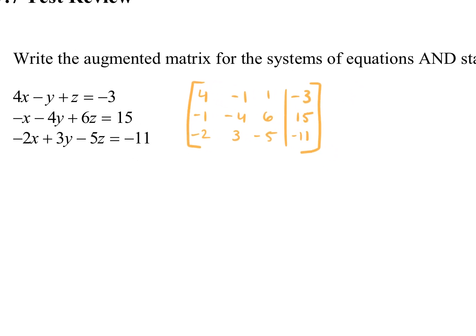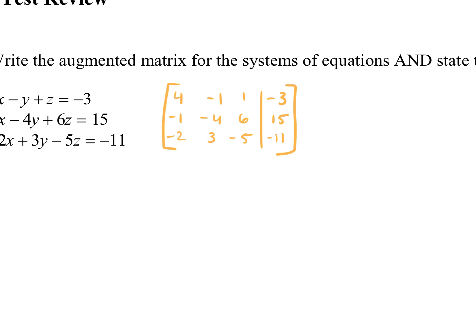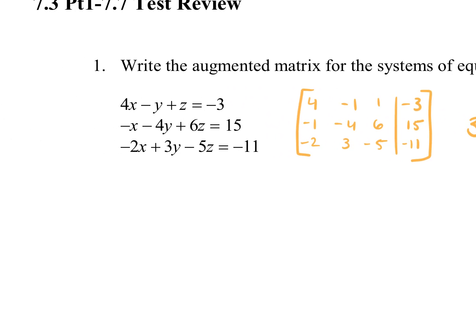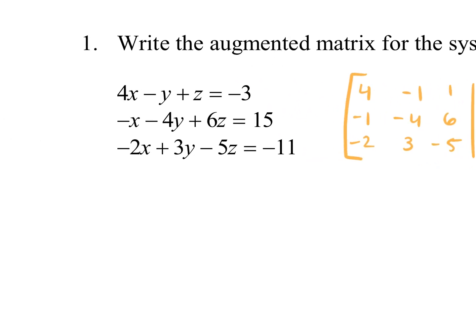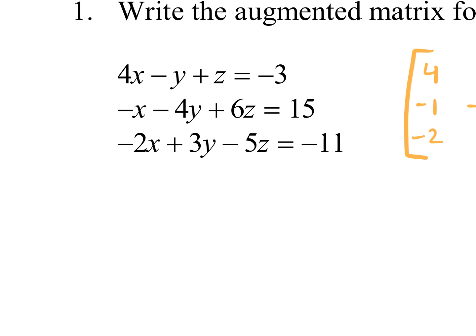What is the size of our matrix? A 3 by 4. Awesome. We've got 3 rows and 4 columns. So it is a 3 by 4. Second thing we have to do is solve. So we're going to solve our matrix.